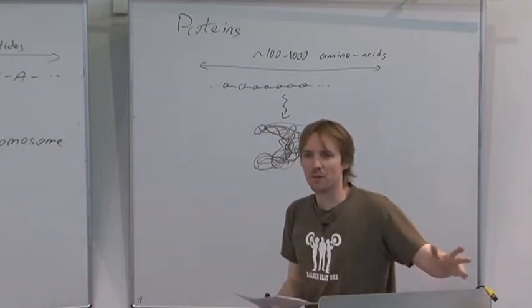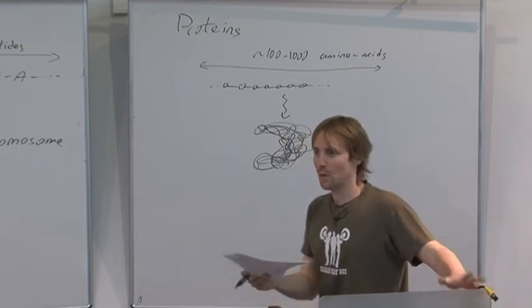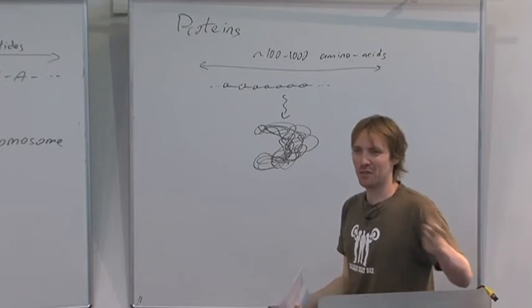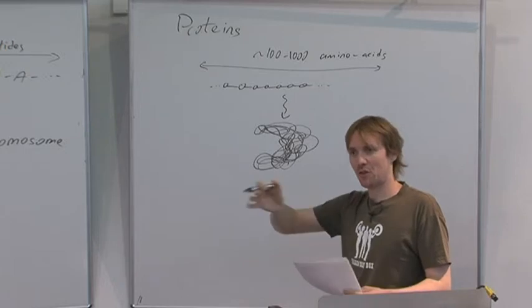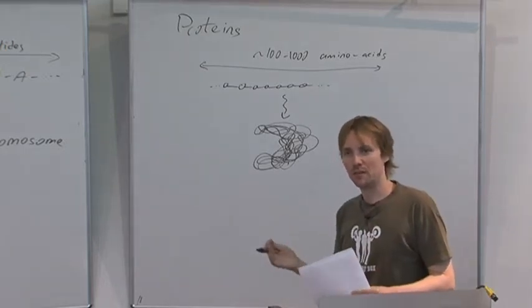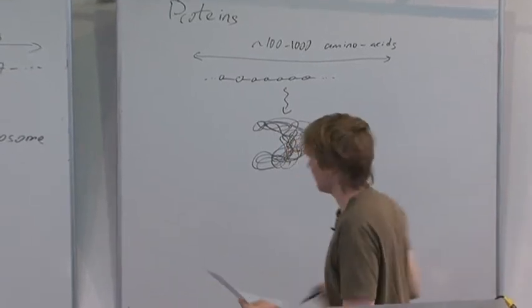And the shape is really important, because the tools that I told you about are the active tools of life, right? If you go into a workshop, the shape of the tools determines their function. For proteins, it's the same thing. There's a very strong relationship between the shape of the protein and its function. So what is the function of proteins?